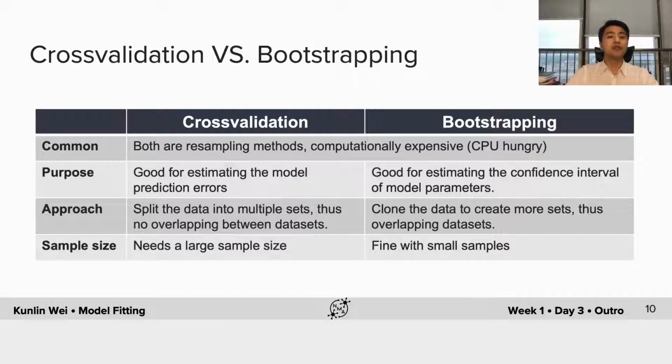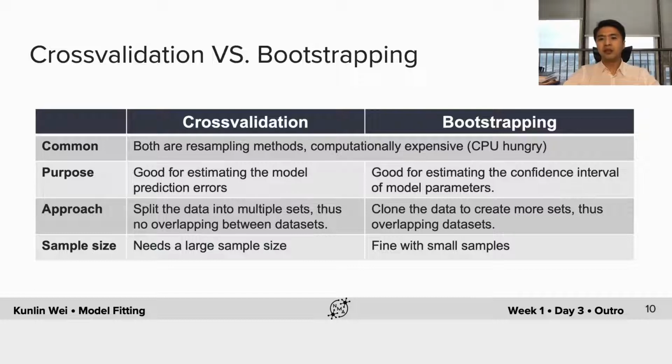Cross-validation splits the data into multiple sets, and there is no overlap between these datasets. This is a requirement for cross-validation. But bootstrapping is different because you basically clone the data, or I can say you extrapolate the data to create more sets. In this sense, you have overlapping datasets. And because they use different techniques, they have different requirements on the sample size. For cross-validation, we need a large sample size. In fact, the larger, the better. For bootstrapping, we are perfectly fine with small samples. This is the biggest advantage of bootstrapping. We are just good at dealing with small samples for estimating the confidence interval.